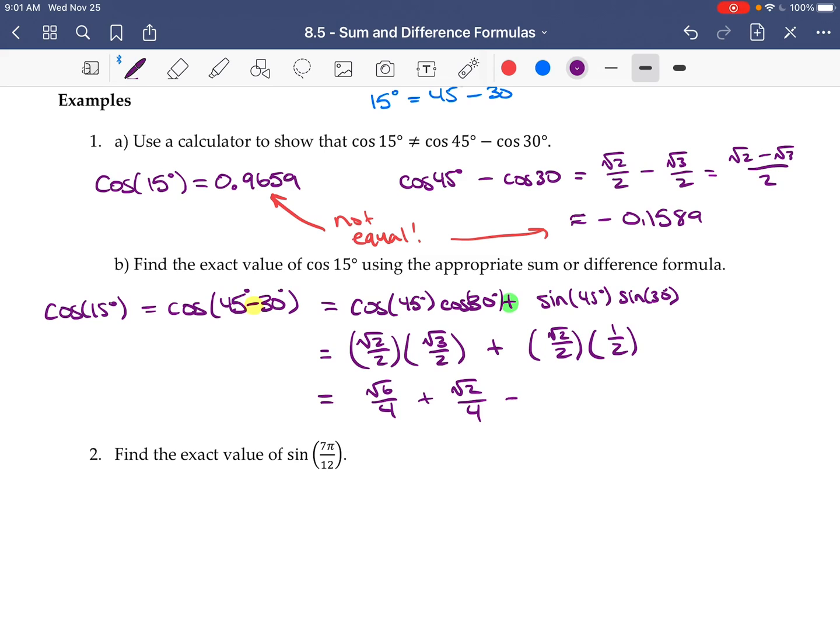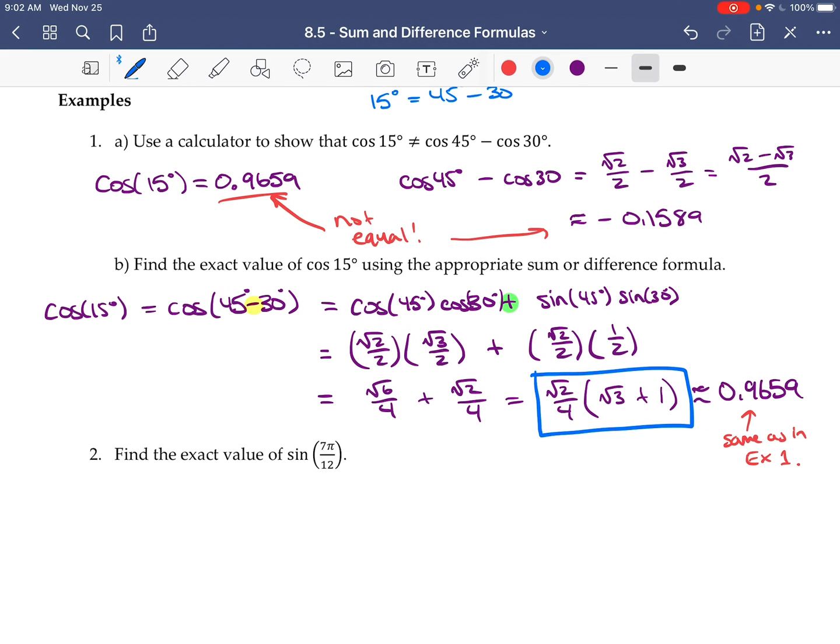As an exact answer, or you could write it if you want as root 2 over 4 times root 3 plus 1. Either way, it's approximately equal to 0.9659. It's the same number that we got up here for cos of 15, but now we have the exact value as well. However you choose to write it, I don't care. So you can use the ones that you know to find other ones.